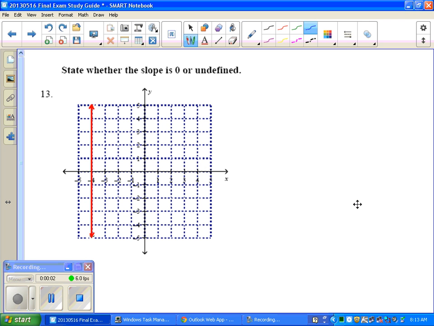This is our Algebra 1 final exam. Study guide part 2. Number 13, we're picking up, says decide or state whether it's undefined or if it's zero.